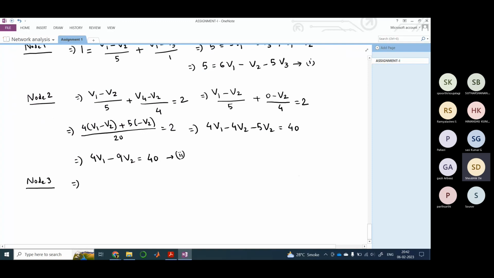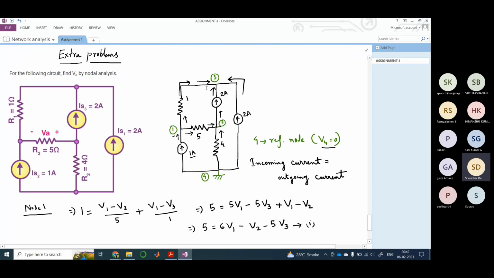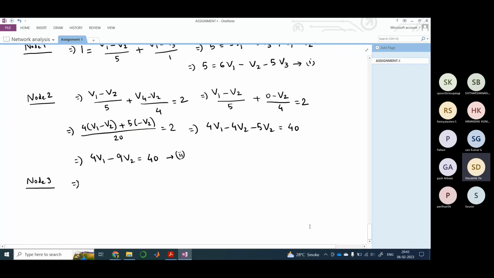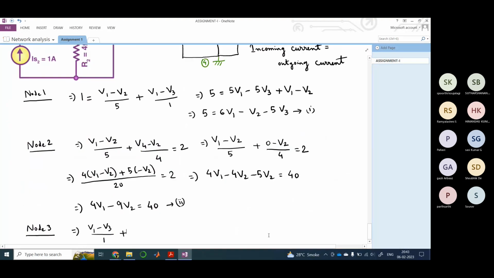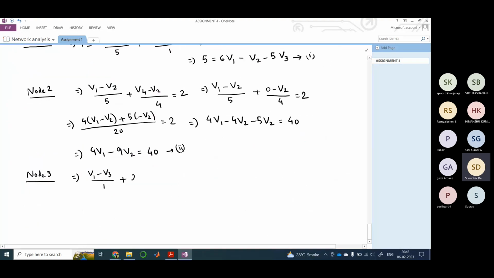So my incoming current from node 1 to 3 would be the potential difference between node 1 and node 3 divided by this resistance of 1, so V1 minus V3 divided by 1. Plus there are two more currents: one is this 2 ampere source flowing from 2 to 3, and another is this 2 ampere source flowing from 4 to 3. This would be 2 plus 2, and the outgoing current would be 0, because there is no outgoing current. So here we get V1 minus V3 plus 4 equals 0.